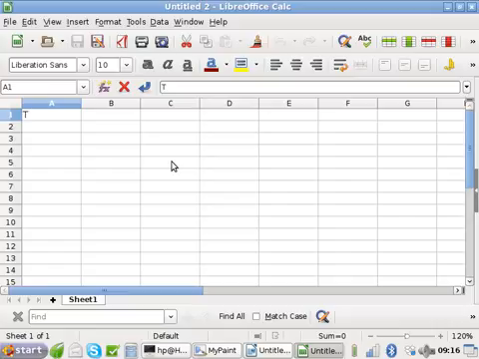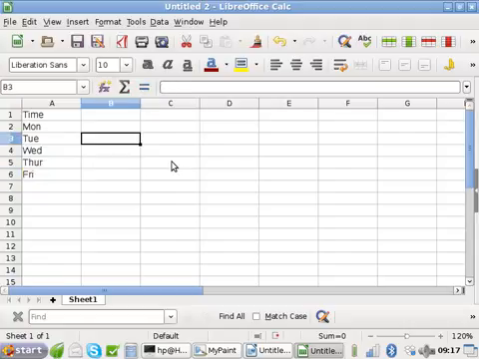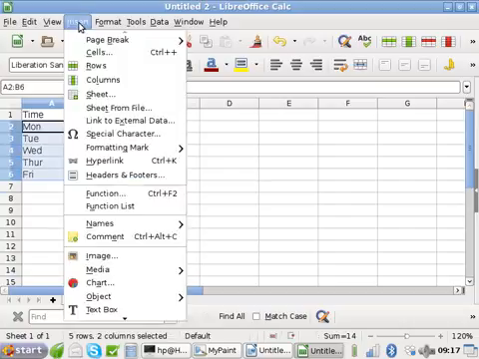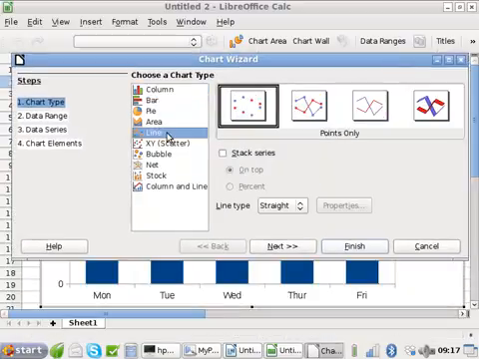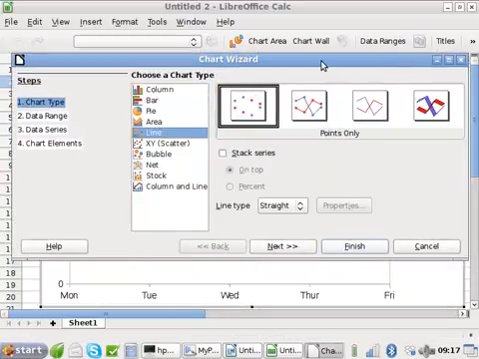So we'll have time here: Monday, Tuesday, Wednesday, Thursday, Friday. And we have sales here. Sales in thousands of dollars. What was Monday's? Tuesday. 2, 2.5, 3, 3.5, 3. Okay. Right, line graph. Straight lines.